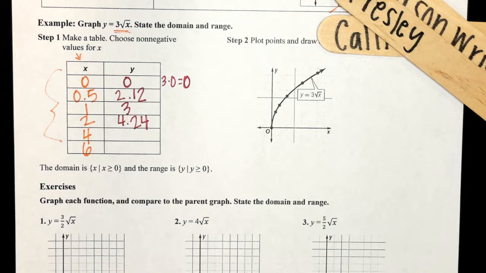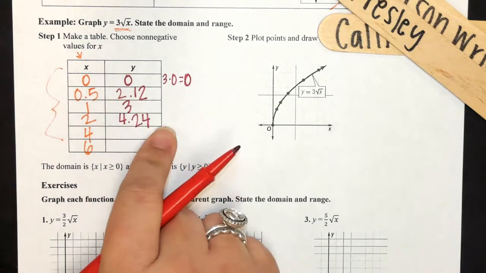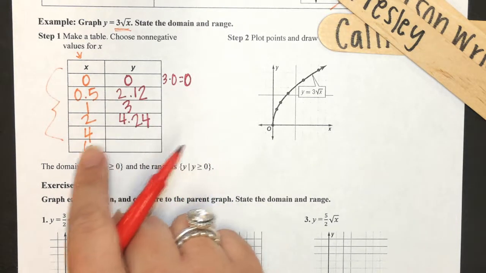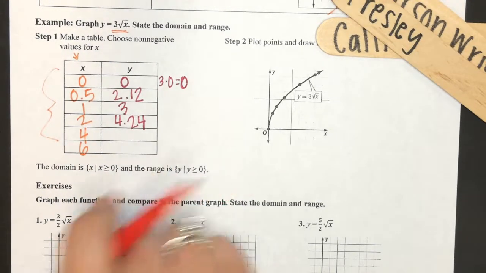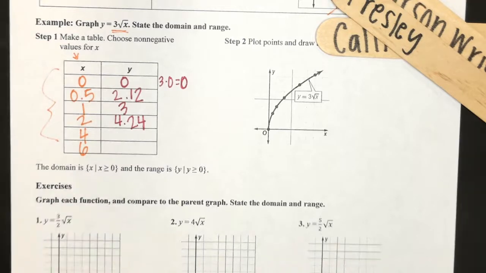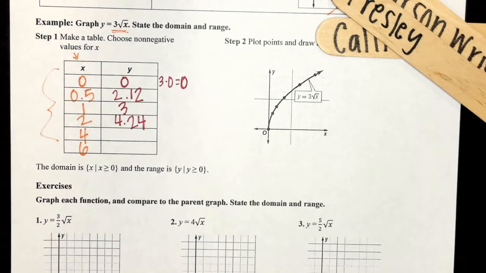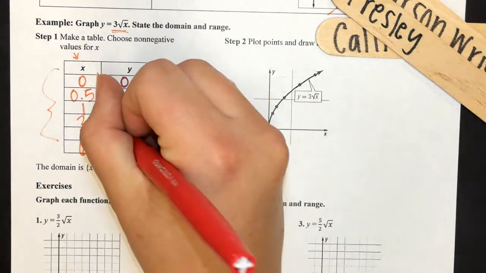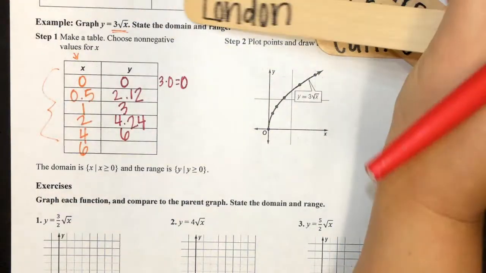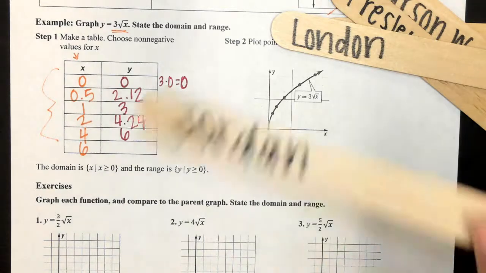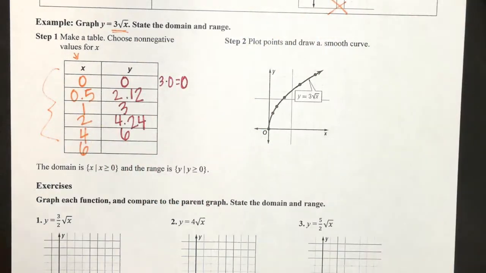I'm not asking for the answer to this problem. So let's try this one more time. What is the square root of 4? 2. Times 3. 6. Thank you. Okay. Oh, London's not here. I hope she's doing good at the beach. Jordan, what was 6?